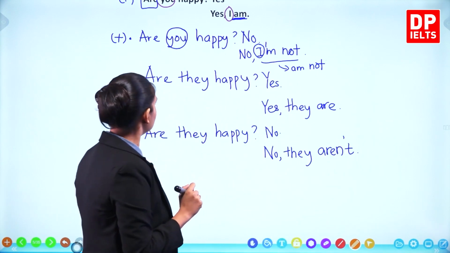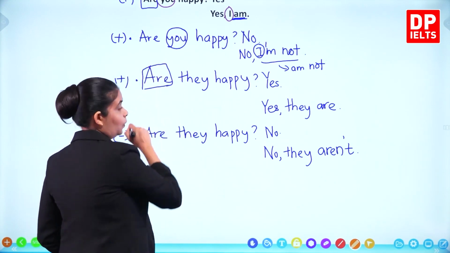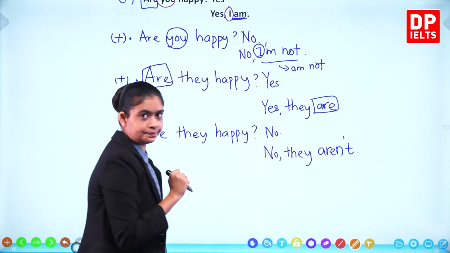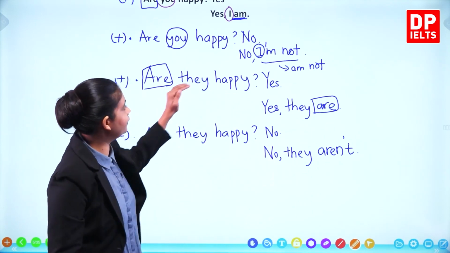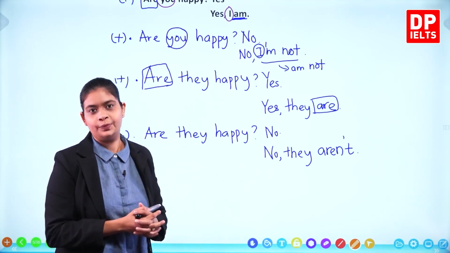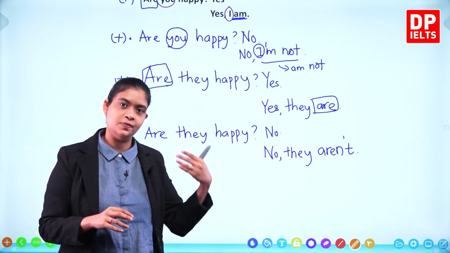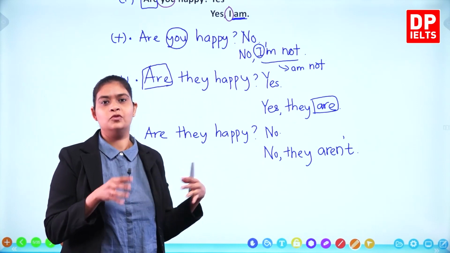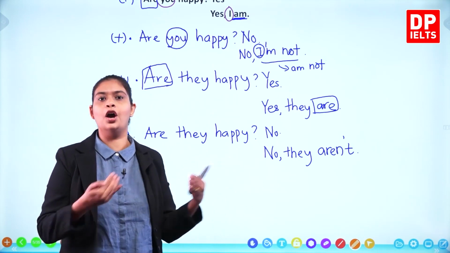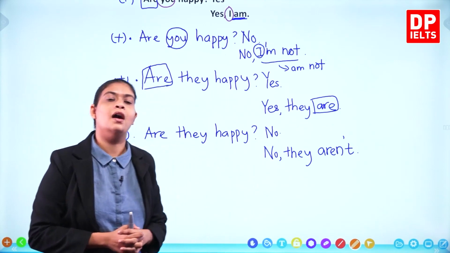Right? So here now you can see the question tag remains as are in the answer. Are they happy? Yes, they are. Because they go along with are. Now, if you can remember, I explained to you at the beginning of the lessons, I am, she is, he is, it is, we are, they are, you are. So, they go along with the verb are.